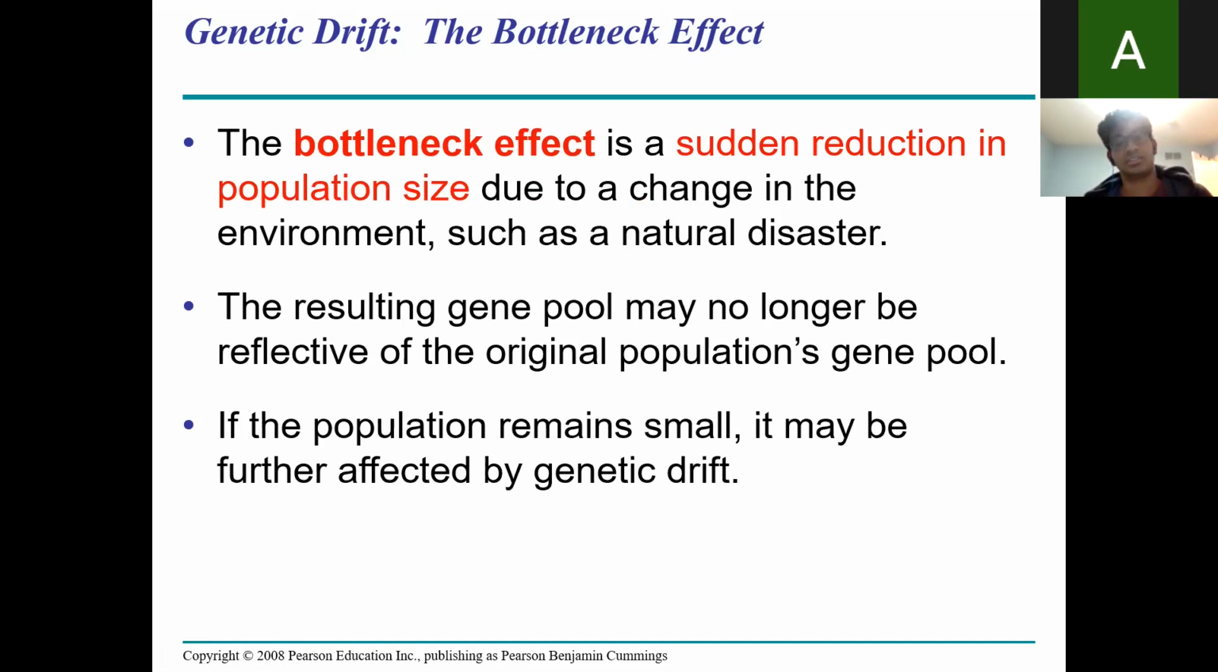The bottleneck effect is a sudden reduction in population size due to a change in the environment, such as a natural disaster. So we can talk about humans in this. Let's just say throughout the history of humanity, there have been a lot of volcanic eruptions that have caused a lot of the human population to die. So you only have a very limited amount of people left. Usually when that happens, the resulting gene pool becomes not reflective of the original population gene pool, and it can be further affected by genetic drift and often becomes more homogeneous and more similar because of that.